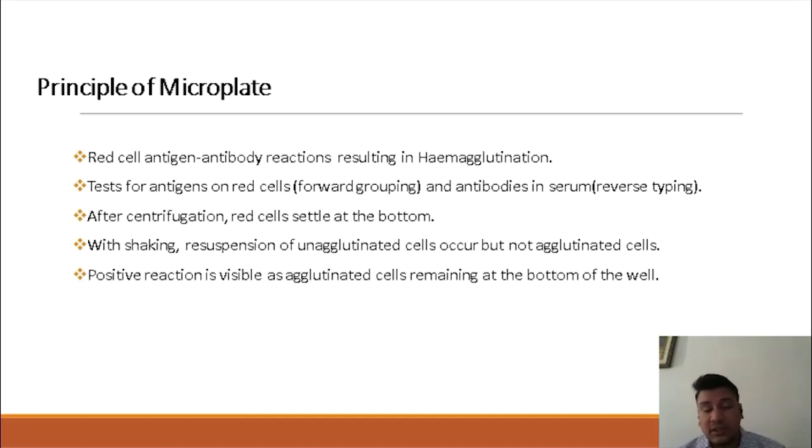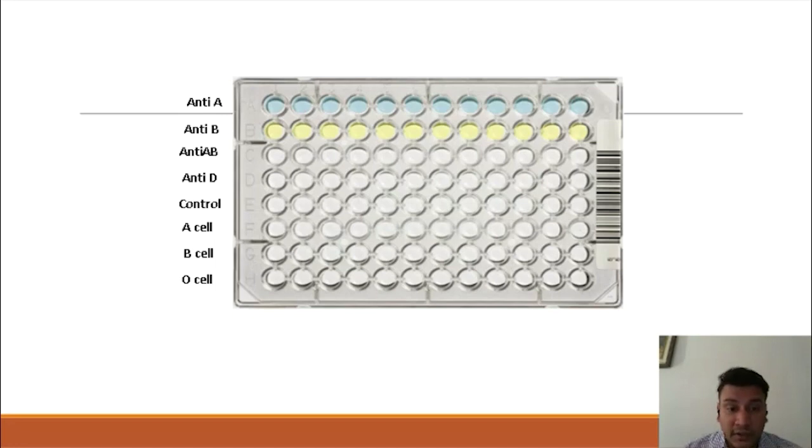So this can be considered a miniaturized version of a test tube. After the cells settle at the bottom, some shaking is done to resuspend them, so that the unagglutinated cells will resuspend, and the agglutinated cells will not resuspend; they will remain at the bottom of the well. A positive reaction is visible again as agglutinated cells are settled at the bottom of the well. And this is how the configuration of a microwell plate can look.